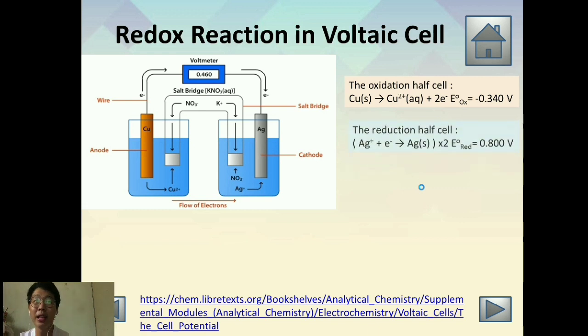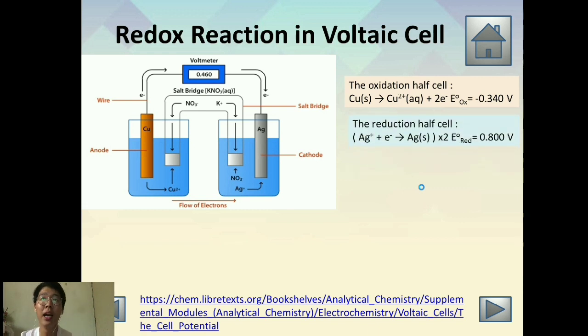And on the other side, the silver undergoes reduction. The Ag plus will receive an electron to form solid Ag, where the E naught reduction is equal to 0.8 volt.